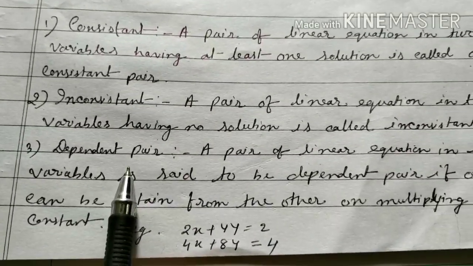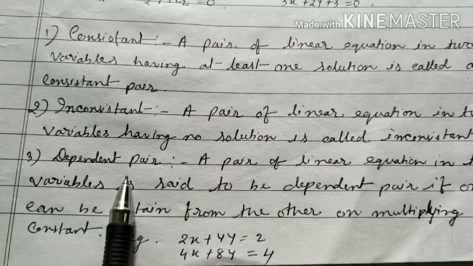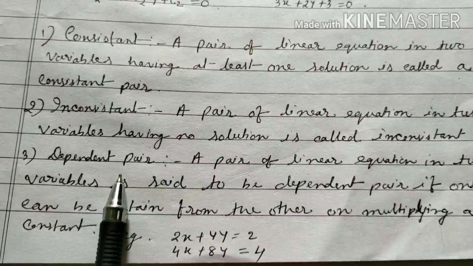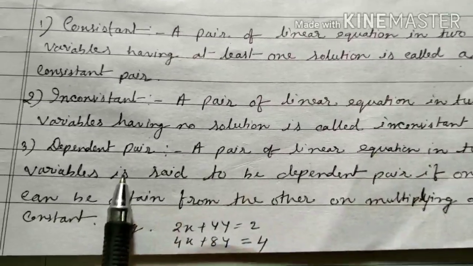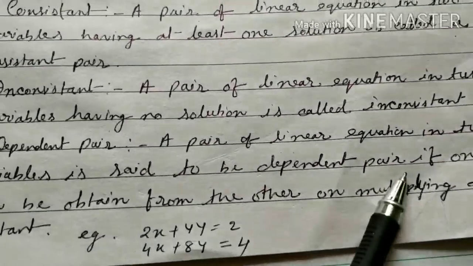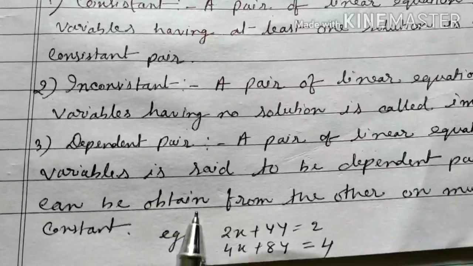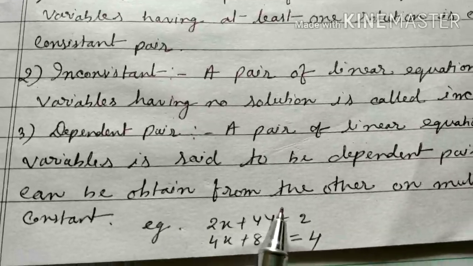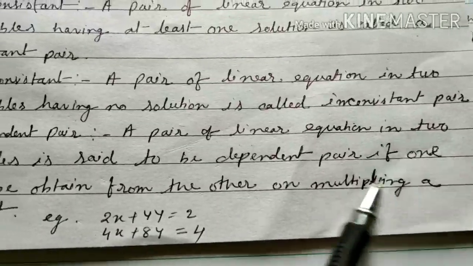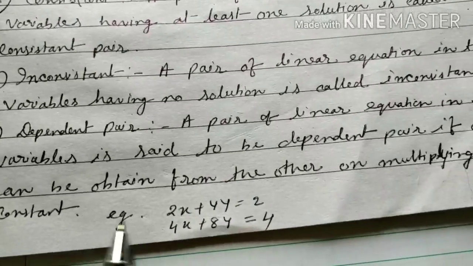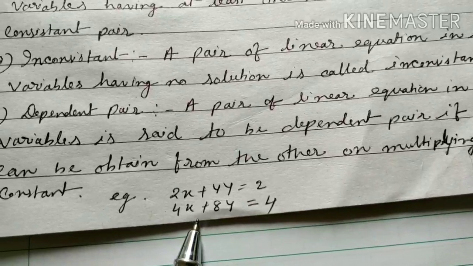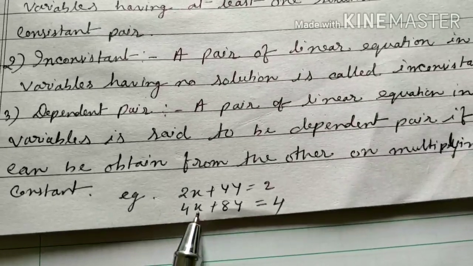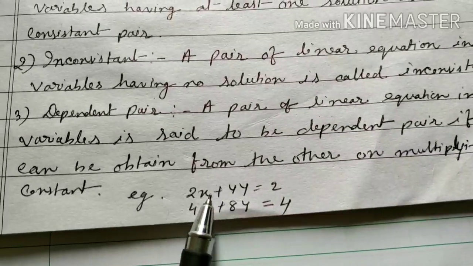When is a pair of linear equations said to be the dependent pair? A pair of linear equations in two variables is said to be the dependent pair if one can be obtained from the other on multiplying by a constant. If one equation is a constant multiple of the other, then that pair of equations is said to be the dependent pair.